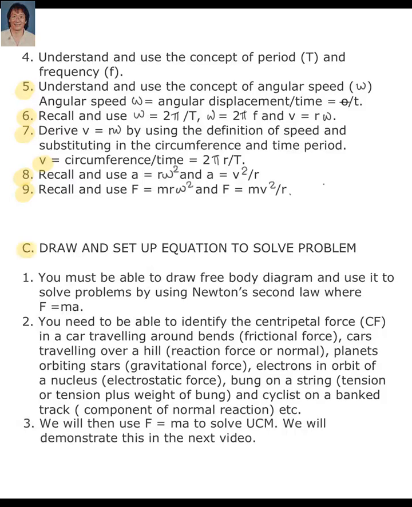In part C, we have to draw and set up equations to solve problems. Number one, you must be able to draw a free body diagram and use it to solve problems by using Newton's second law, where F equals ma. Number two, you need to be able to identify the centripetal force in a car traveling around bends, a car traveling over a hill, planets orbiting stars, electrons in orbit of a nucleus, a bob on a string, and a cyclist on a banked track. Number three, we will then use F equals ma to solve uniform circular motion.